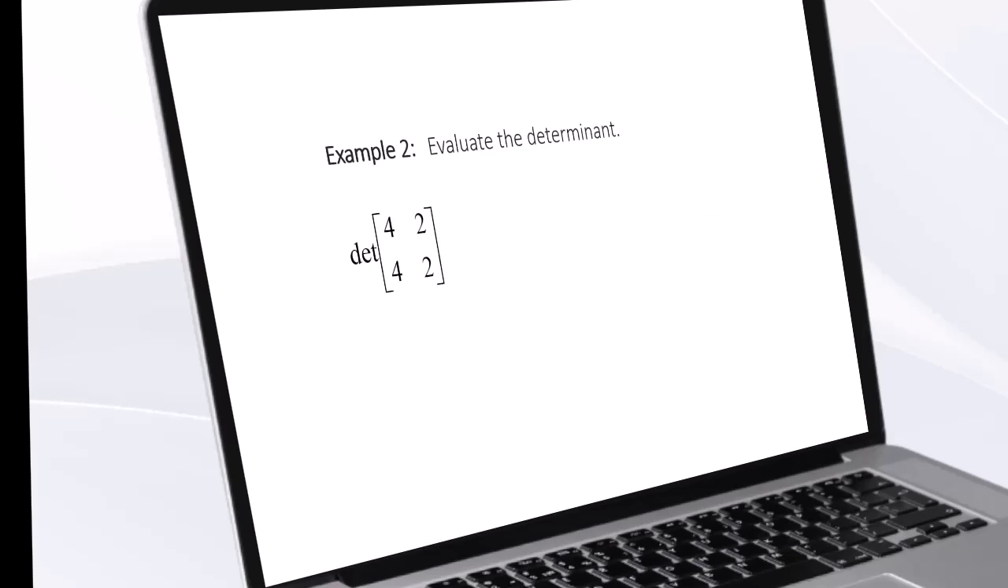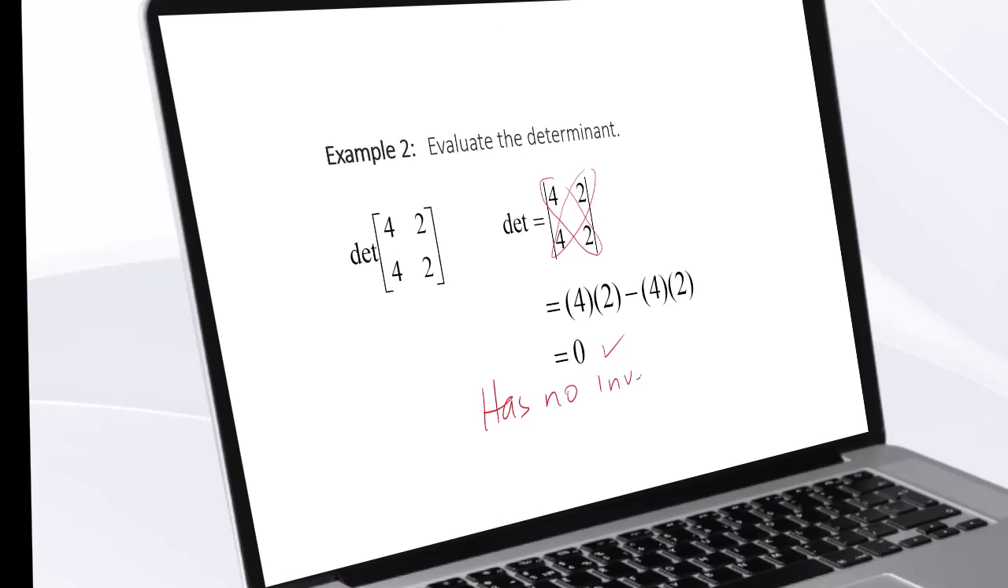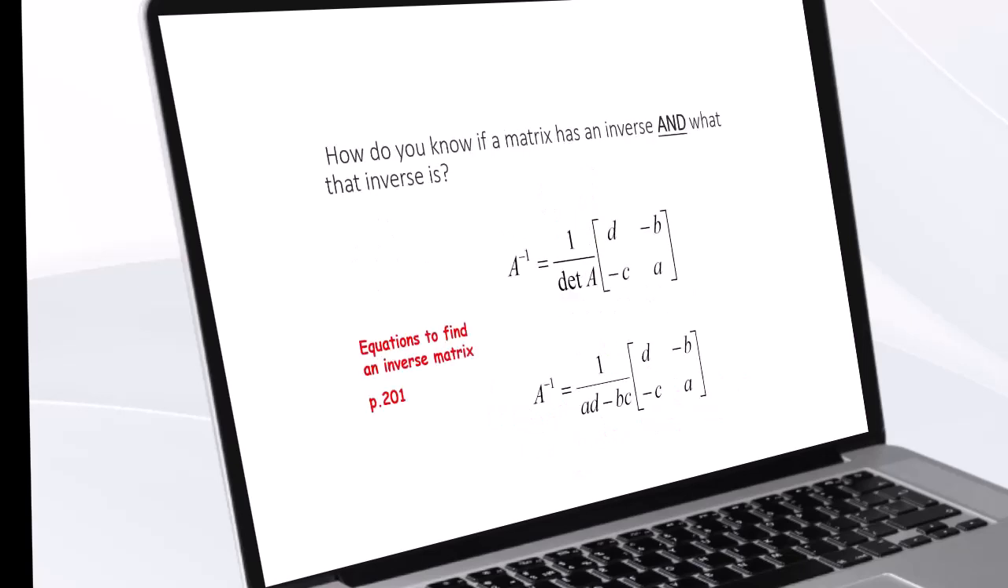The other example: evaluate the determinant of this matrix 4, 2, 4, 2. Get the product of the leading diagonal, 4 multiplied by 2, subtract 2 multiplied by 4, and you get the determinant to be 0. What did we say? If the determinant is 0, then that matrix has no inverse. It is a singular matrix. So that matrix has no inverse.